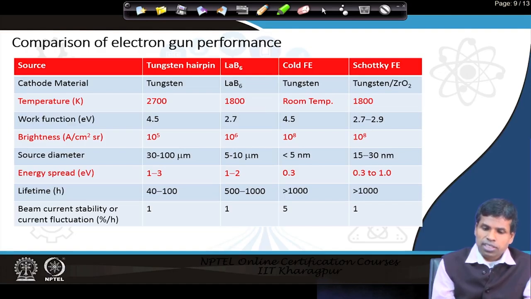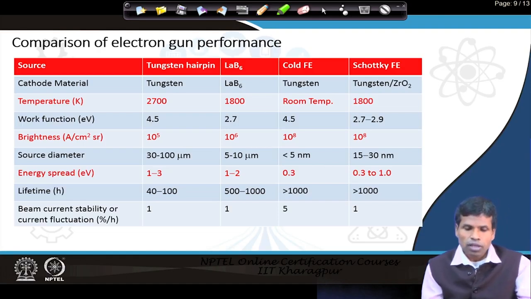Energy spread means the energy of the electrons coming out of the source. In the case of tungsten hairpin, it is 1 to 3, lanthanum 1 to 2. And as you see, in the case of the cold field emission gun, the energy spread or energy width is much smaller, 0.3. That is good. Lifetime: tungsten hairpin is normally around 40 to 100 hours, depending upon the type of operation. And lanthanum hexaboride is around 500 to 1,000 hours. Both cold field and Schottky emission lifetimes are more than 1,000 hours.